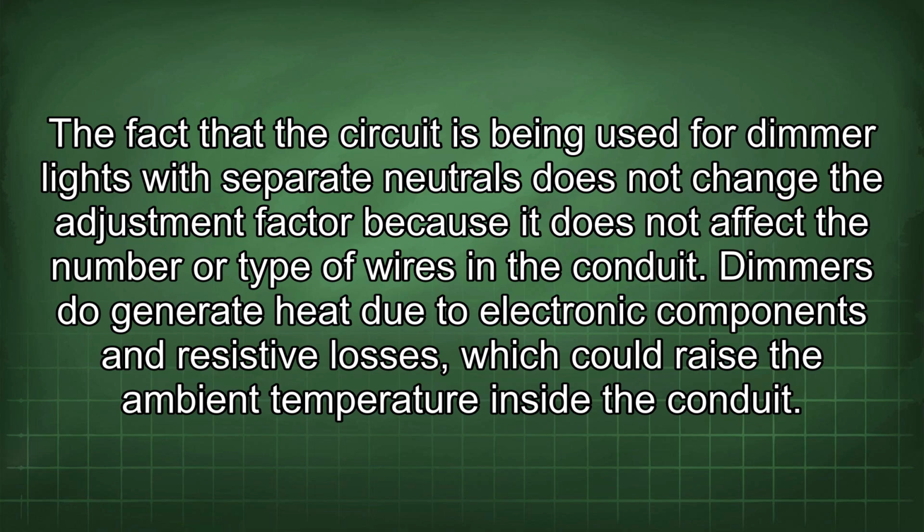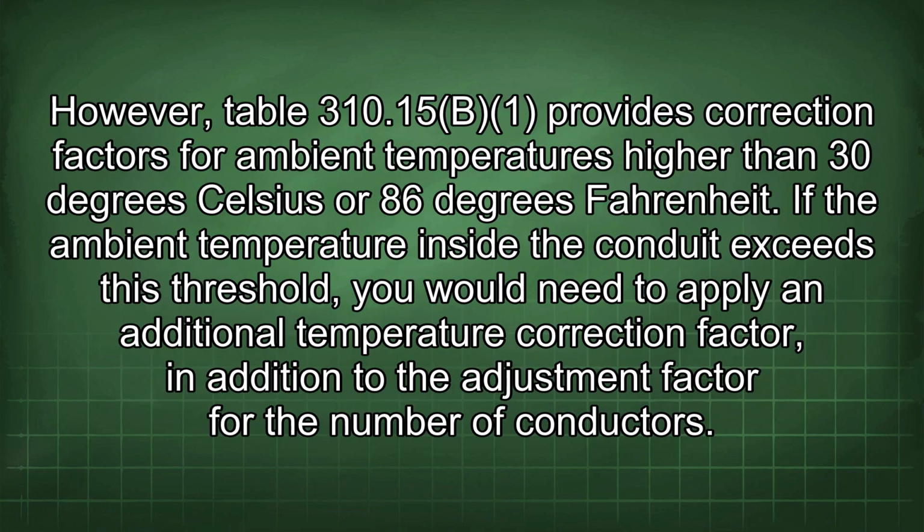Dimmers do generate heat due to electronic components and resistive losses, which could raise the ambient temperature inside the conduit. However, Table 310.15(B) provides correction factors for ambient temperatures higher than 30 degrees Celsius or 86 degrees Fahrenheit. If the ambient temperature inside the conduit exceeds this threshold, you would need to apply an additional temperature correction factor, in addition to the adjustment factor for the number of conductors.